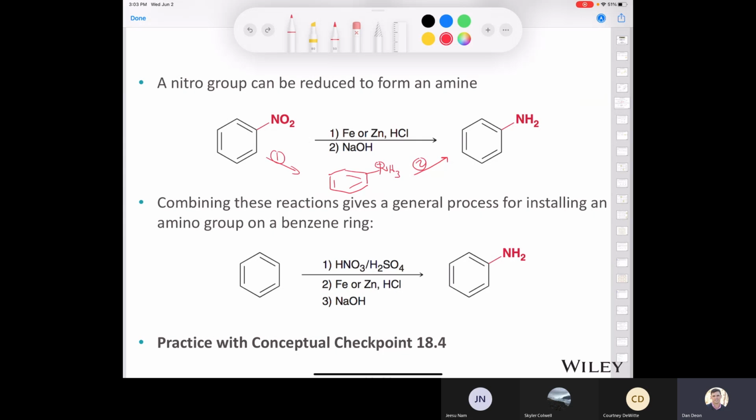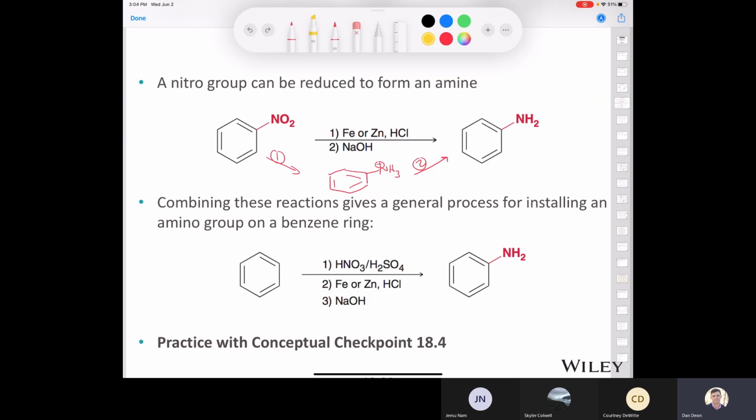So if you put everything all together, in a beautiful synthesis sandwich, I guess, you take your aromatic ring, you nitrate it using nitric acid and sulfuric acid, you reduce it using iron or zinc and HCl, you get the anilinium, and then you treat it with base, and then you produce the conjugate base of anilinium, which would be aniline. So kind of a neat thing.